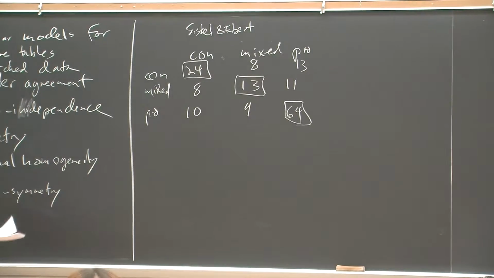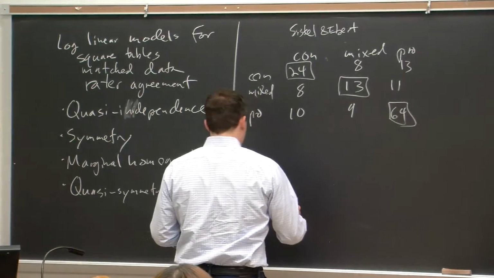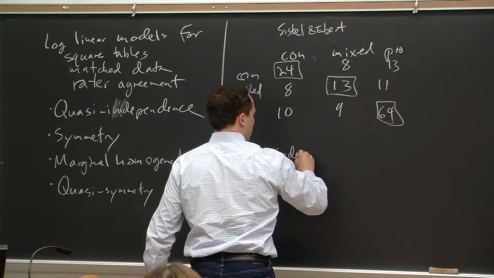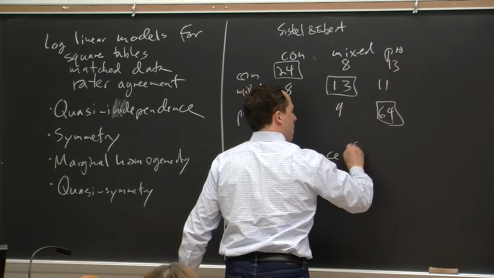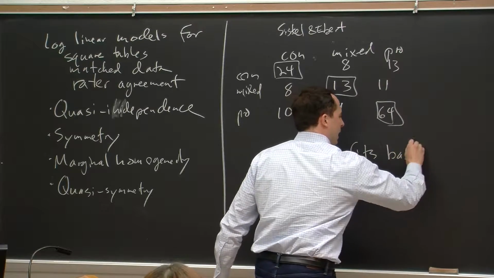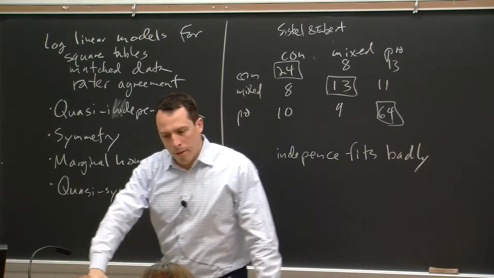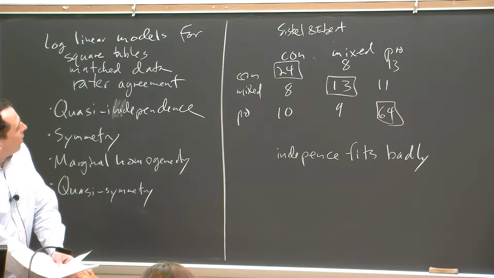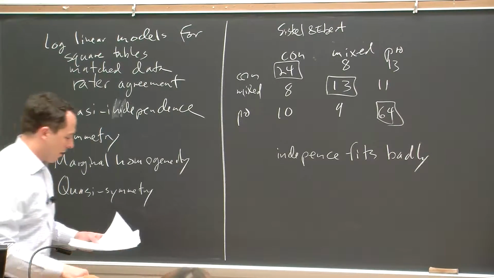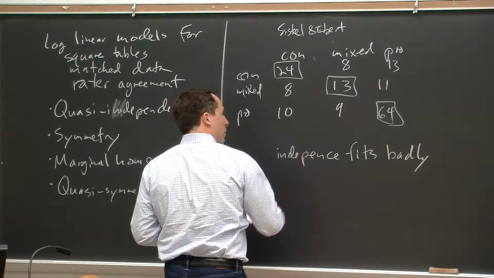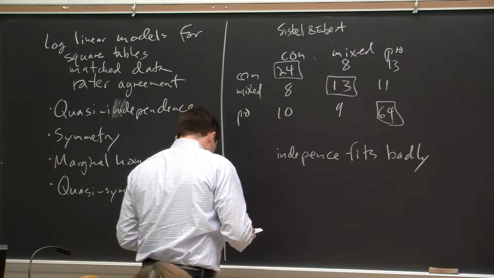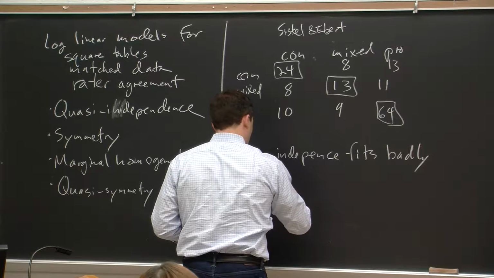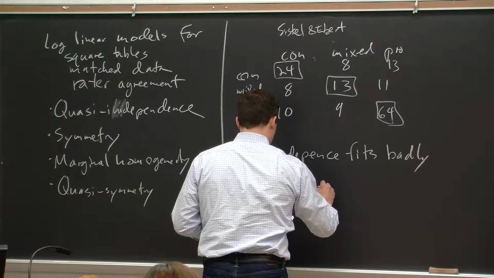We looked at this example before, and not surprisingly, independence fits badly for this table. If it was independent, that would mean that these two raters' opinions have nothing to do with each other. There's no objective quality. And we measured the Cohen kappa to be 0.39.